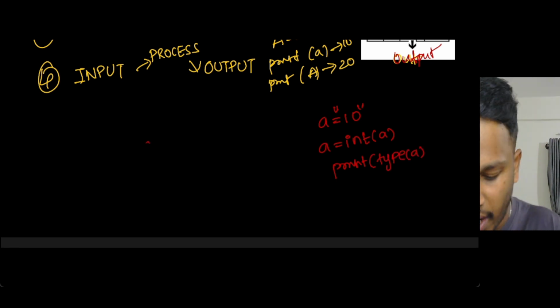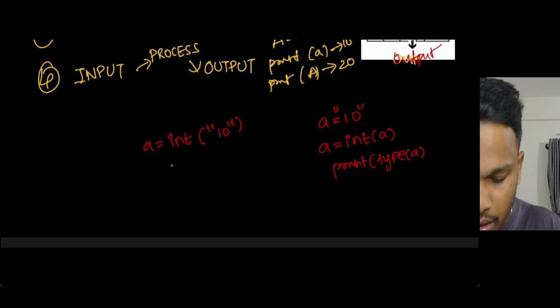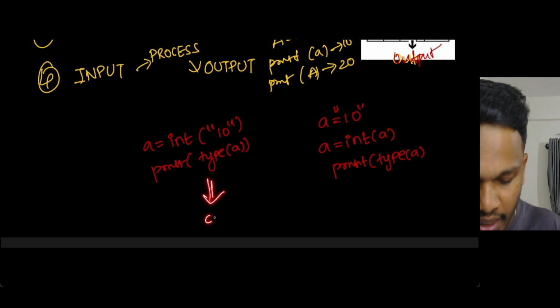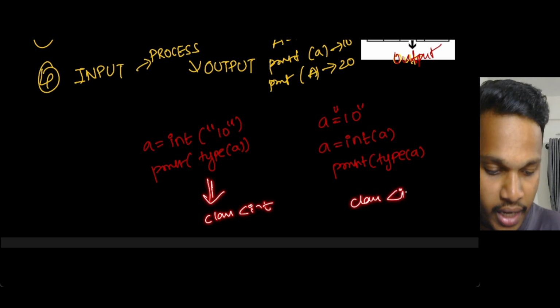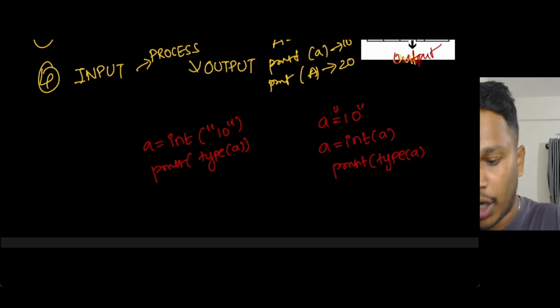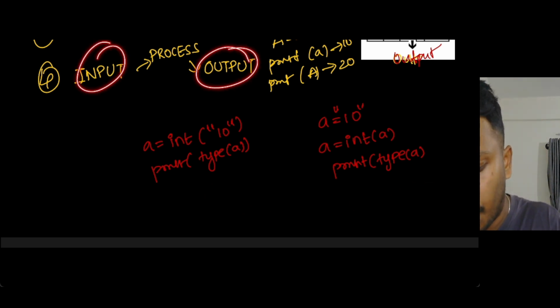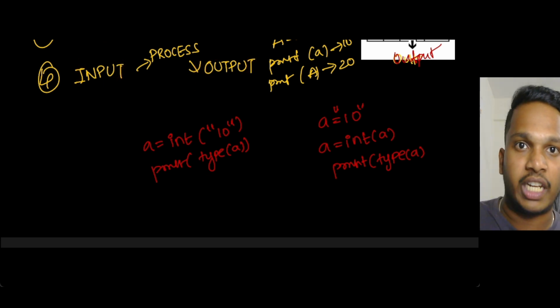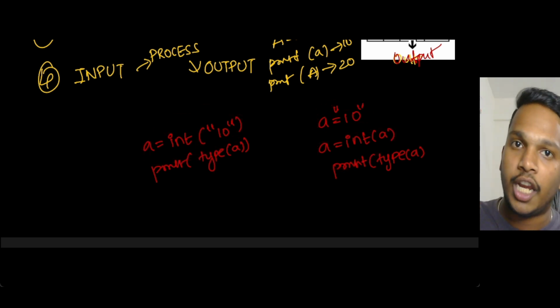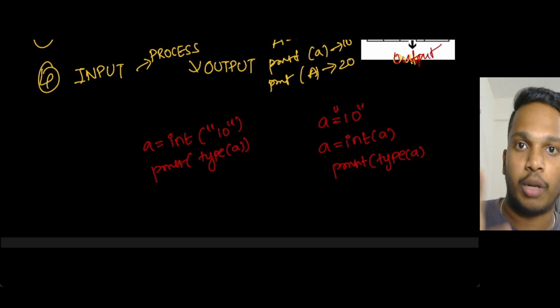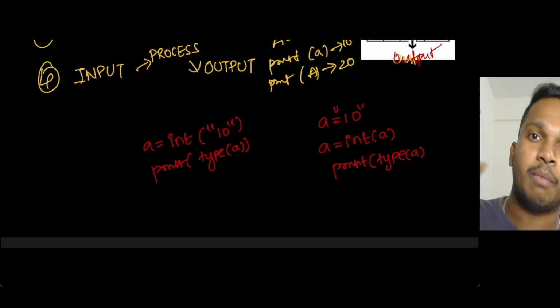Next, another guy writes a is equal to int of the value directly, like this, and just prints type of a. What is the output in both cases? It will print class int. Here also, class int. Every program must have the same input and the same output. But the process, see here, we did in 2 lines, and this guy did in 1 line. Input and output must match. Remember these three things: input and output must match, and the process can be anything.